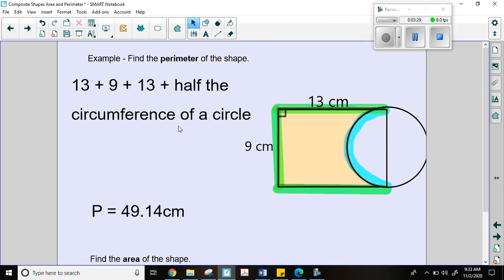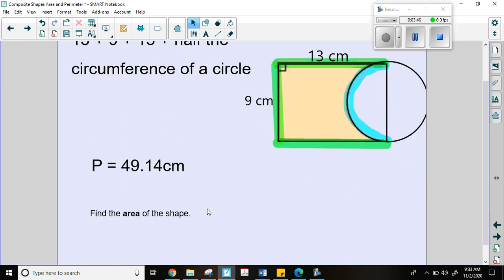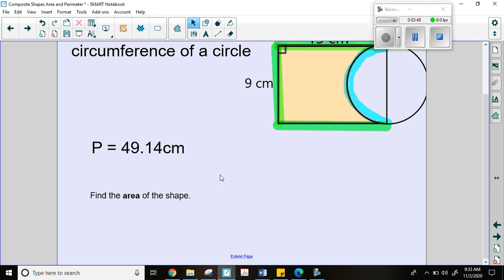So I want you to do this work right now. Hit pause in the video. I want you to see if you can get the same answer that I did by solving for half the circumference of this circle. And remember, our diameter is the same as this side. Okay, so press pause and see if you can do that.